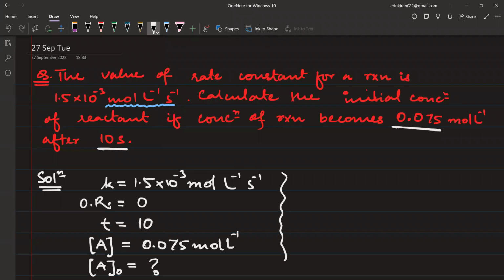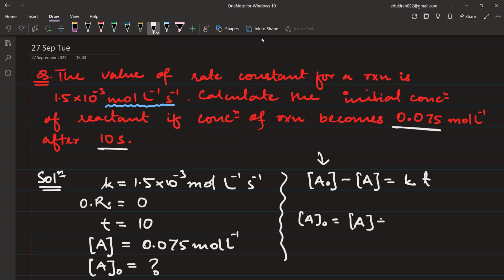Now, what is the rate law equation for the zero order? It is A naught minus A is equal to Kt. So what you have to find here is the A naught, right? You have to find the A naught. Yes or no, please tell me, guys. What will be A naught? A naught will be equal to concentration of A plus Kt.